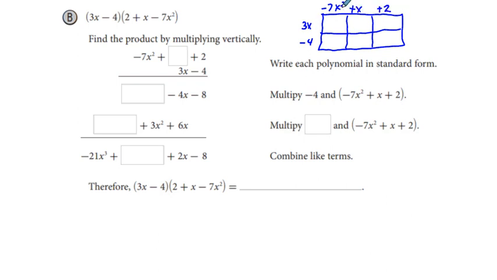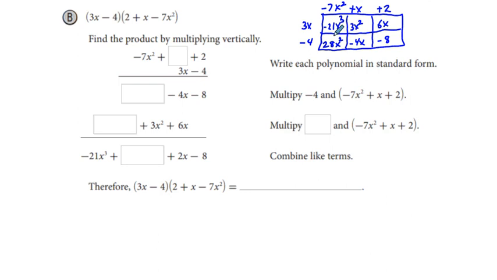In the box method, you simply multiply the columns by the rows. So this 3x multiplied by this negative 7x squared, we get negative 21x cubed. Next we have 3x times x, which is 3x squared. Then we have 3x times 2, which is 6x. And now with this negative 4, we have negative 4 times negative 7x squared, which is going to be 28x squared. And then negative 4 times x, which will be negative 4x. And then negative 4 times 2, which is negative 8.